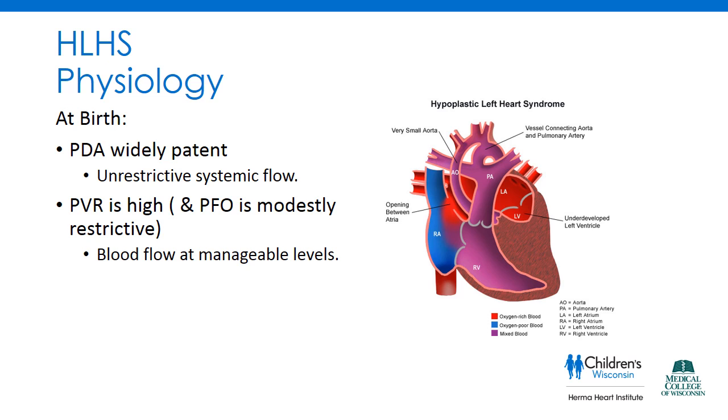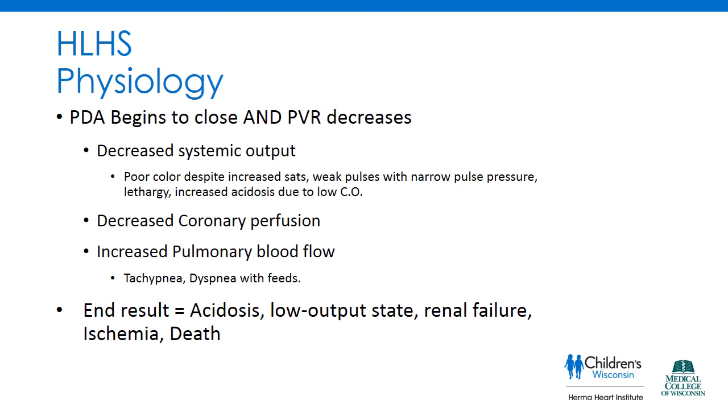At birth, the PDA is widely patent and their pulmonary vascular resistance is high, so the blood flow is pretty well balanced. As they get older, their PDA begins to close and their pulmonary vascular resistance decreases. This results in poor blood flow to their body, decreased coronary blood flow, and increased pulmonary blood flow. So they have plenty of blood flow getting to the lungs, but they can develop acidosis, shock, and ultimately death if nothing is done.